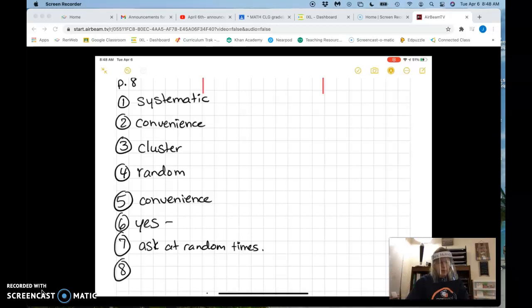Number 8, explain how the survey can be altered so that it represents cluster sampling. So for number 8, how could we make it a cluster? We could interview people only at a certain type of movie. So we could interview only people at action movies. That would make it a cluster. I could interview people at my school. That would make it a cluster.